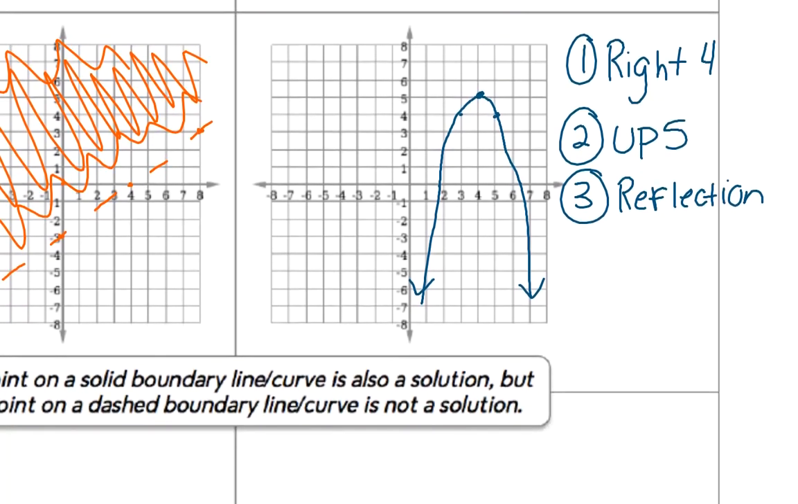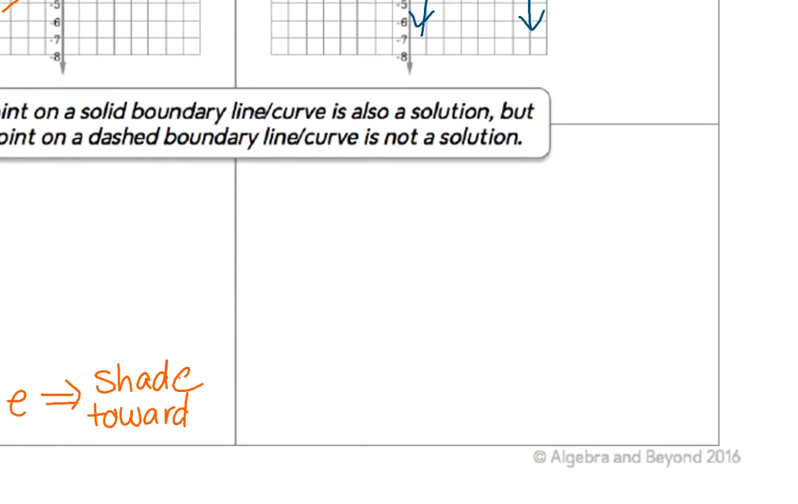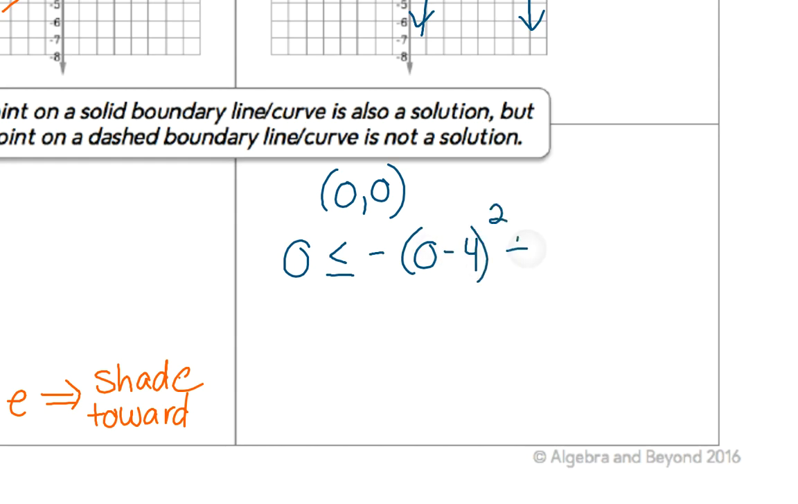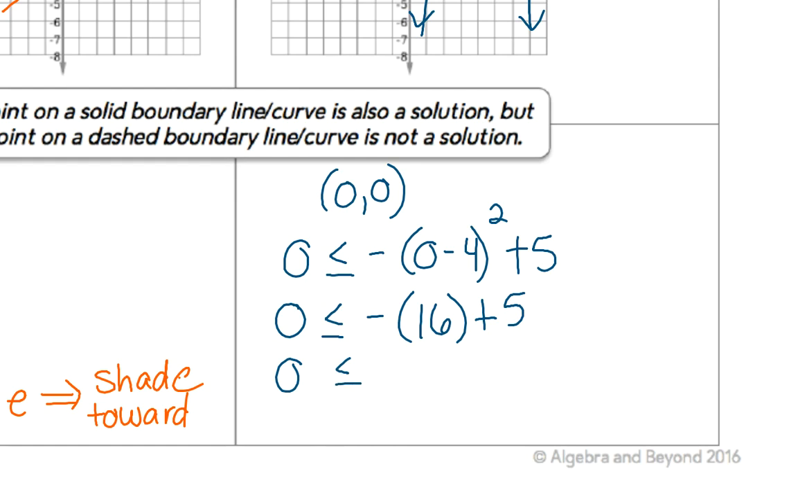The last thing I need to do is pick that test point and decide if I'm shading towards that test point or away. Again, my parabola does not go through (0, 0), so I'm going to use that as my test point. Plugging that in, I have 0 is less than or equal to -(0 minus 4) squared plus 5. Simplifying there, I would get -16 plus 5, and -16 plus 5 is -11. So right now it says 0 is less than or equal to -11.